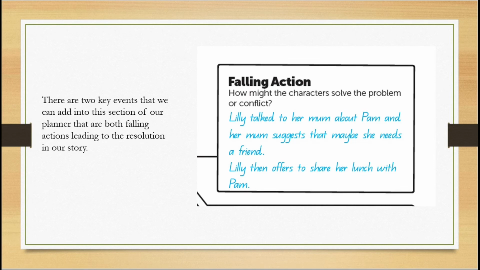Lily then offers to share her lunch with Pam. So that there was our main solution in our story. It was our other falling action. That's what's happening as we come down, and it's going to result in our resolution.